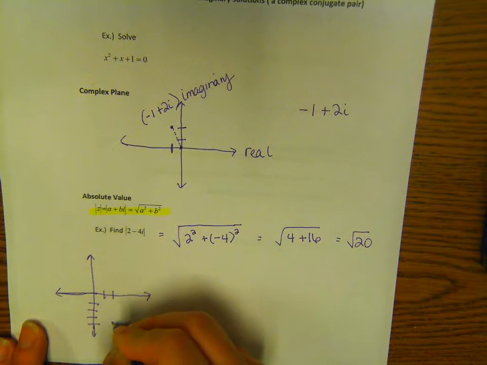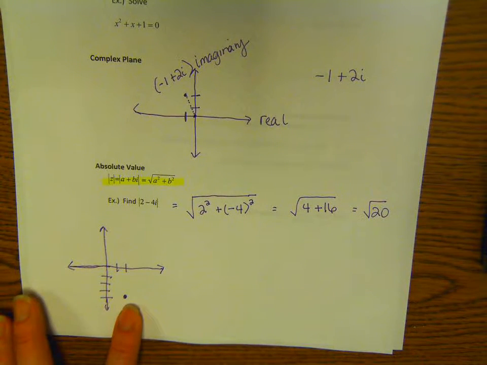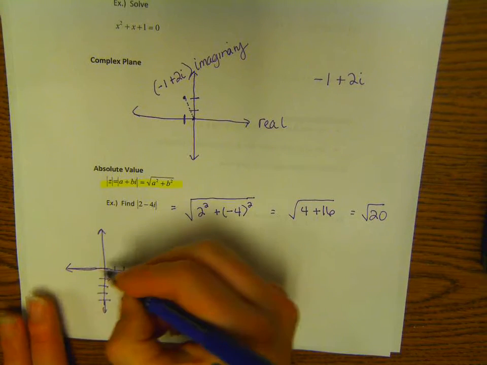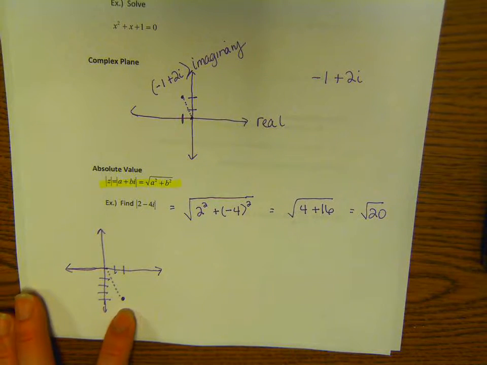Okay, so this would be on the complex plane where 2 minus 4i is. Does that make sense? And so what I just found is the distance from 0, 0 to that point.